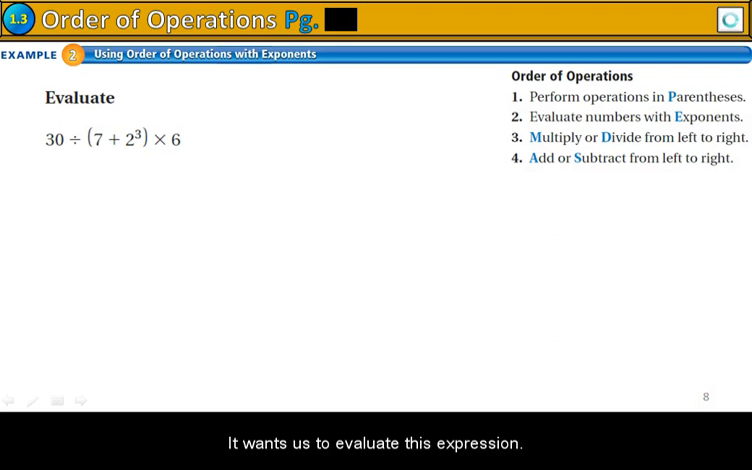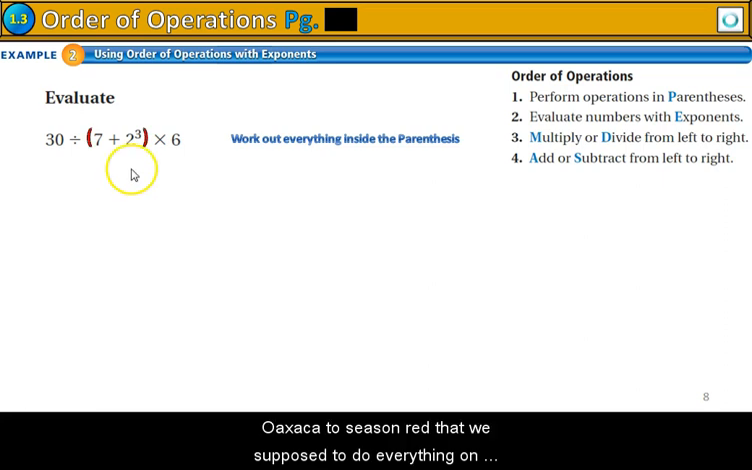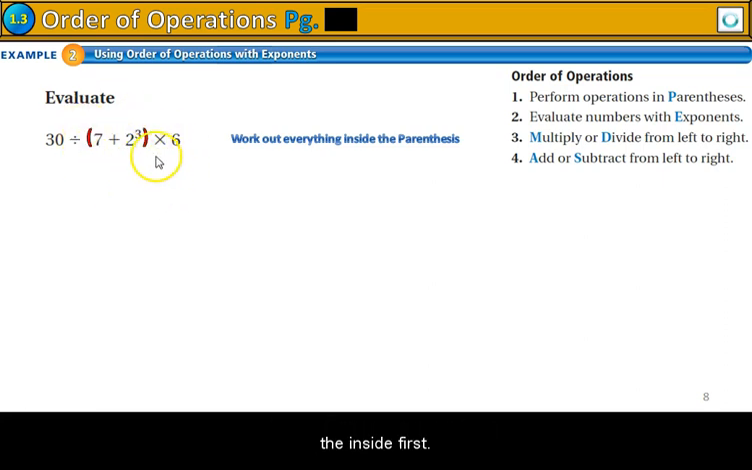So, it wants us to evaluate this expression: 30 divided by the quantity 7 plus 2 to the power of 3 times 6. Let's perform the operations in parentheses. Go ahead and follow along. I will highlight the parentheses in red. That means we have to do everything on the inside first.